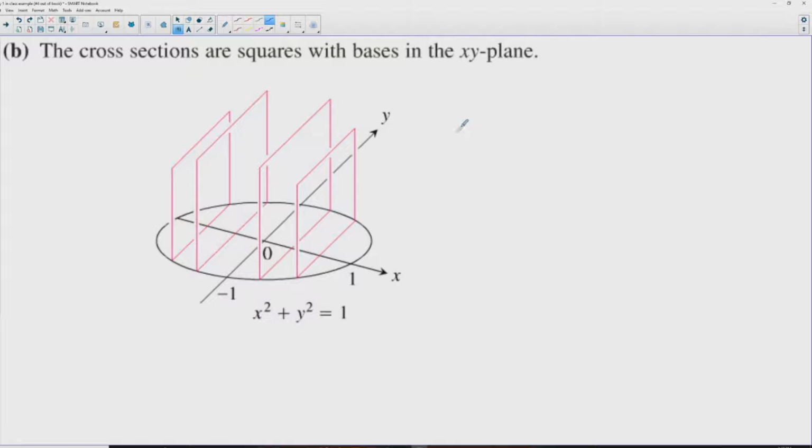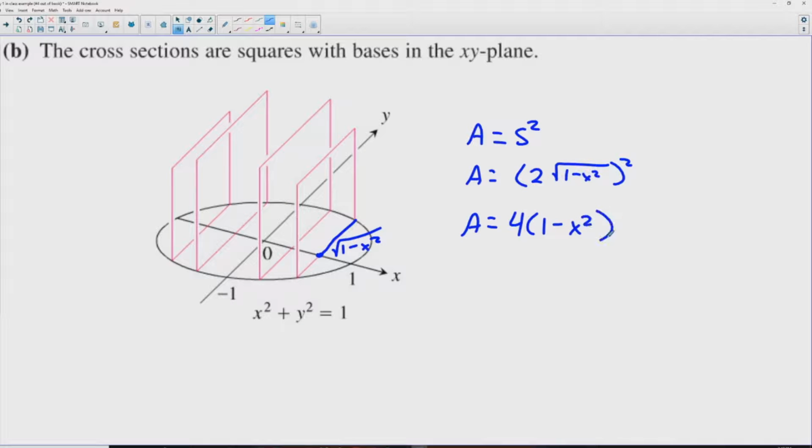What if the cross-sections were squares? We have side squared. Now half of one of the sides is the square root of 1 minus x squared. So that means the entire side is 2 square root of 1 minus x squared. So the area now is 4 times 1 minus x squared.